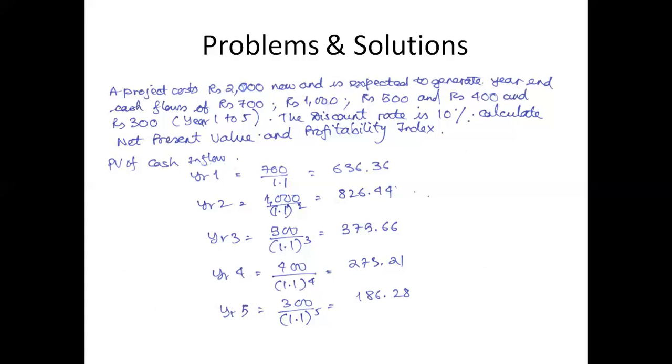Now year 3 is rupees 500 divided by 1.1 cube, that is 375.66, and year 4 is rupees 400 divided by 1.1 to the power of 4, that is 273.21, and year 5 is rupees 300 by 1.1 to the power 5, that is 186.28. This is year 1 to year 5.